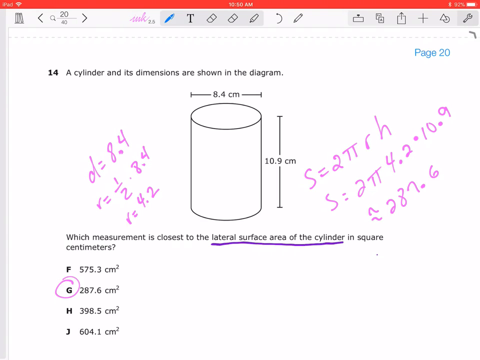Now, one of the things that they might trick you with on the test is they might give you a couple of answer choices that are the same, but then they might make the units different. Make sure of your units. When we're talking about area, it's going to be squared. When we're talking about volume, it's going to be cubed.